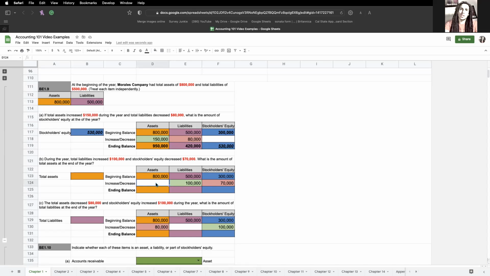But let's say instead total liabilities increased by 100,000 and total stockholders' equity decreased 70,000. What would be the amount of assets at the end of the year? Well, so we're assuming that our liabilities are going up 100,000, which means that it's going from 500 to 600,000. Then the stockholders' equity, we are assuming that that's dropping by 70,000, which means we're down to 230K. So now if we take these two and sum them up, that equals 830,000 in total assets. So it went up by 30,000.